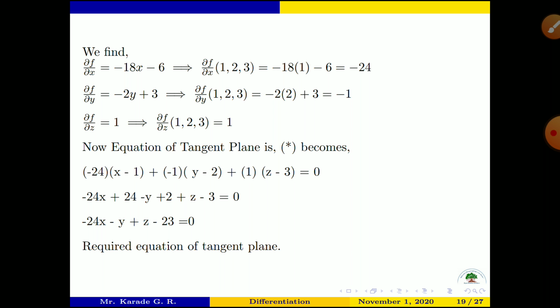If we simplify the left hand side, we will get minus 24x plus 24 minus y plus 2 plus z minus 3 is equal to 0, and finally we get the equation minus 24x minus y plus z plus 23 is equal to 0, and this is the required equation of the tangent plane.